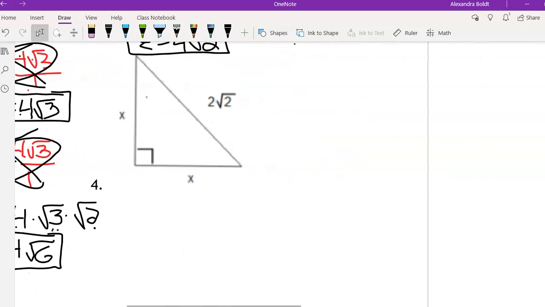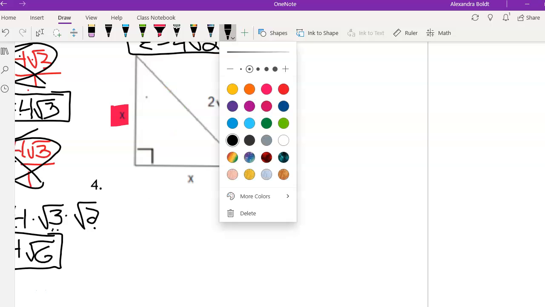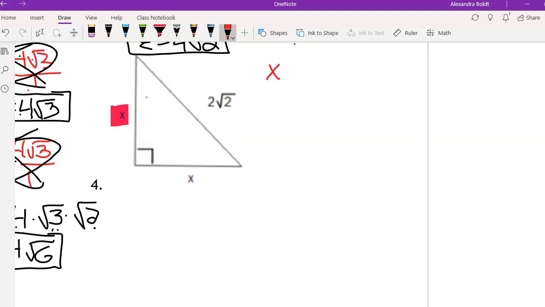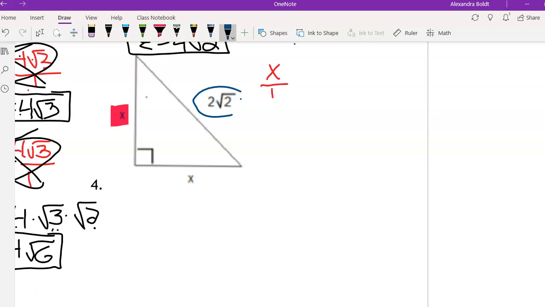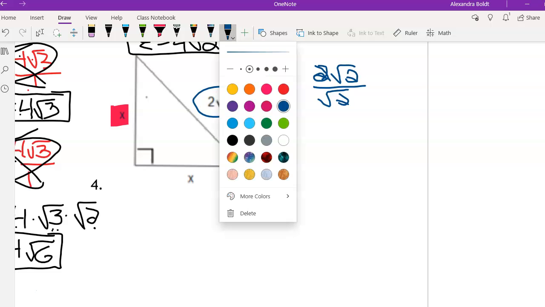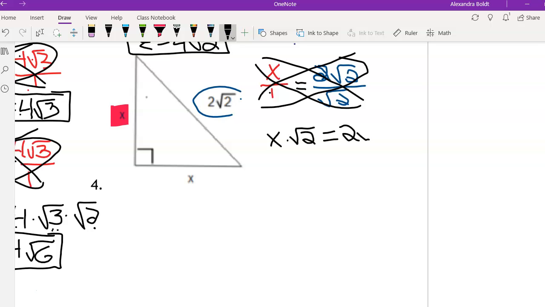Alright, last one, really quick. We're going to solve for x first. X is a leg, so that's x over 1. Our number here is 2 square root 2 over square root 2, because that is a hypotenuse. So when I cross multiply, I get x times square root 2 equals 1 times 2, which is 2 square root 2.